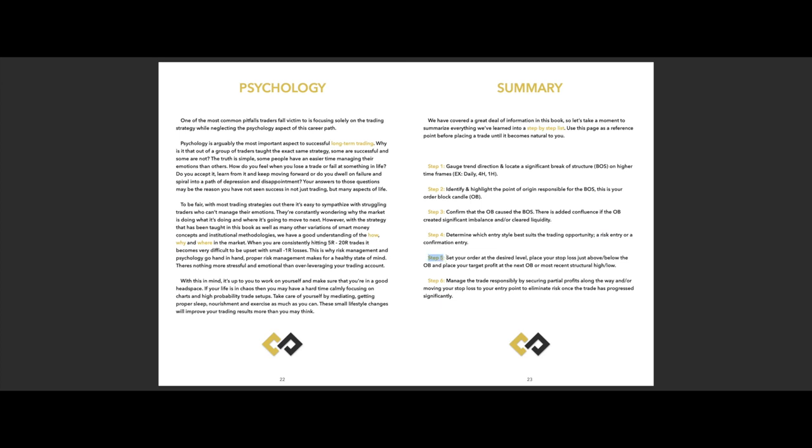So step 5, set your order at the desired level, place your stop loss just above/below the order block, and place your target profit at the next order block or most recent structural high/low. Step 6, which is the last step of this summary, manage the trade responsibly by securing partial profits along the way and/or moving your stop loss to your entry point to eliminate risk once the trade has progressed significantly.